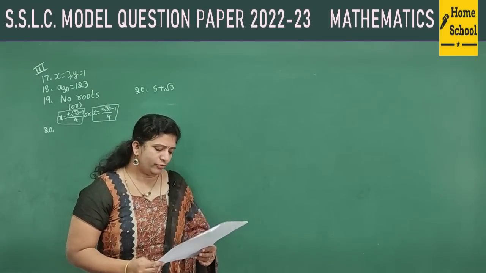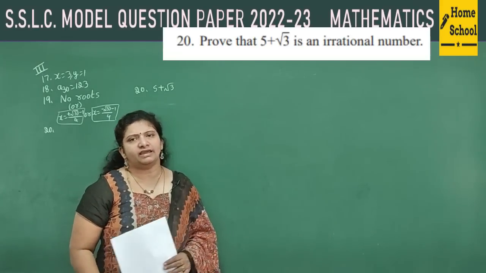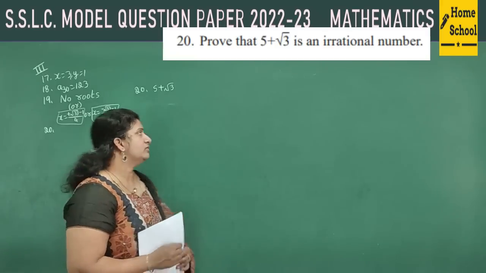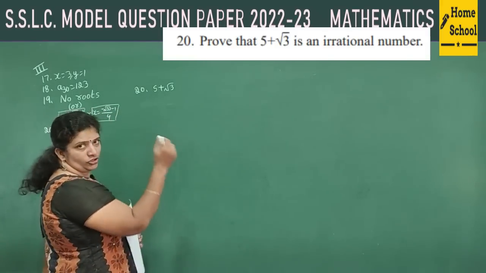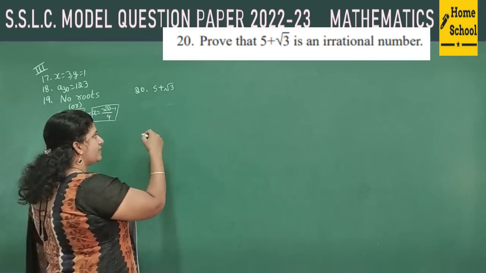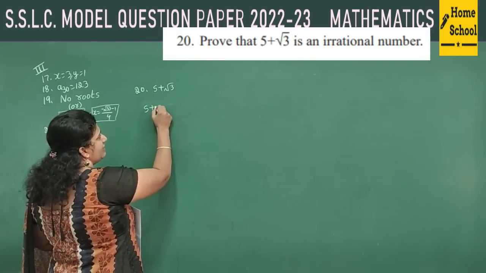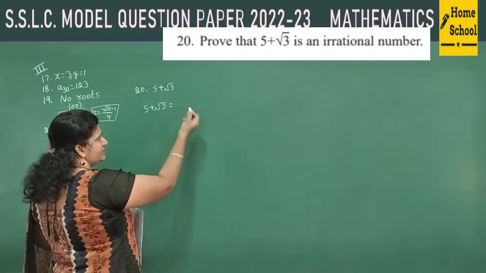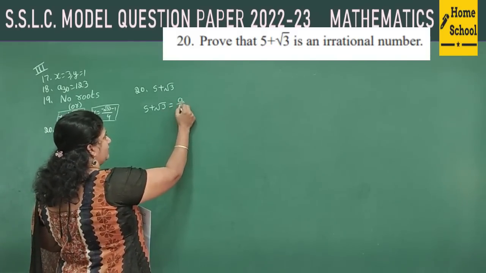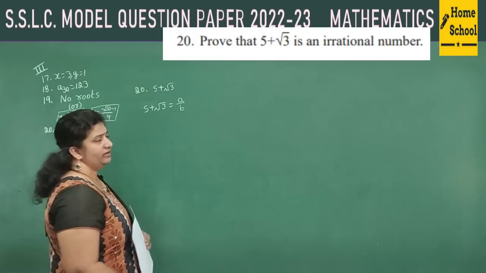20th problem. Prove that 5 plus root 3 is an irrational number. How can we prove this as an irrational number? So let me do the solution in short. If we need to prove it as an irrational number, first we need to assume it as a rational number. Rational number we can equate to p by q or a by b. Any rational number you can take.